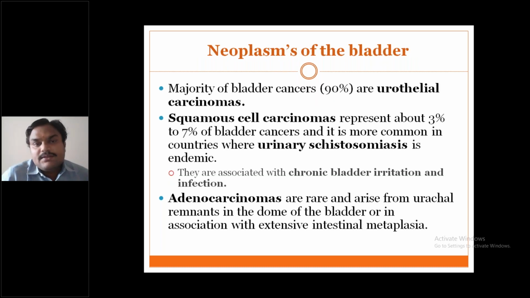Next are the neoplasms of the bladder. The majority of bladder cancers are urothelial carcinomas. You see the figure, 90%. Ninety percent of bladder cancers are urothelial carcinomas. Squamous cell carcinomas represent about 3 to 7%, and are more common in countries where urinary schistosomiasis is endemic. Don't think that it is uncommon; it is very common in Egypt. Schistosoma is very endemic in Egypt, but even in India we have seen cases of urinary schistosomiasis. I personally reported one case. Don't think it is not common in our country; it is also seen here.